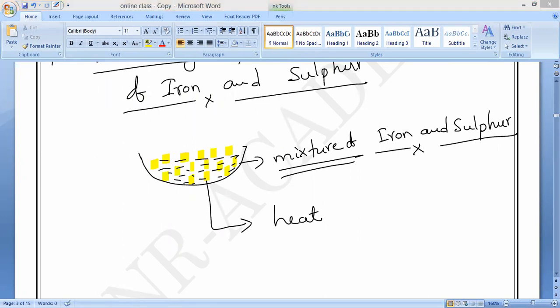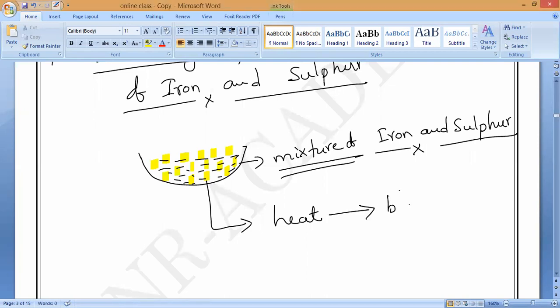Yes or no? Please tell me. So when the mixture of iron and sulfur filings powder is heated, then we get a black compound. When we heat it, we get a black compound, meaning no yellow color, no black color completely. If we heat the mixture, we get one black compound. That black compound we should call iron sulfide. What should we call it? Iron sulfide.